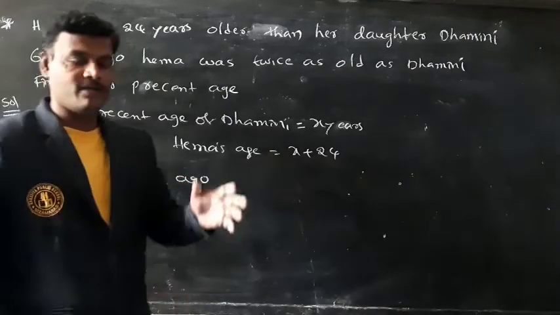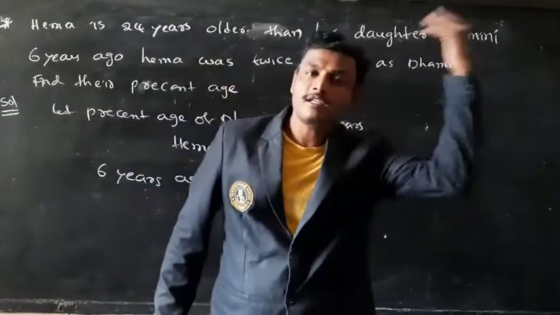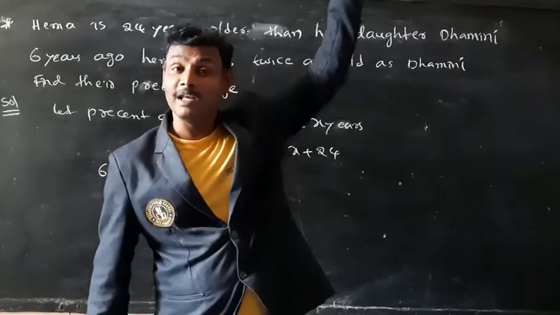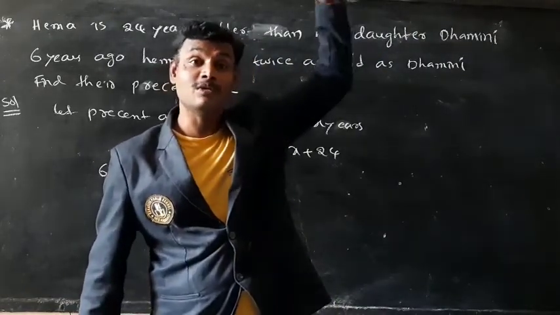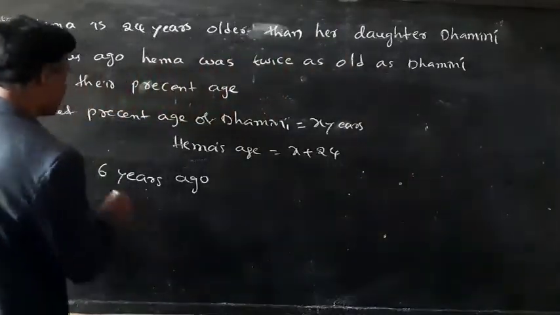For example, one person's age is 24 years now. 6 years ago means 24 minus 6, which is 18 years. Ago means you have to subtract the years from the present age. 6 years ago.